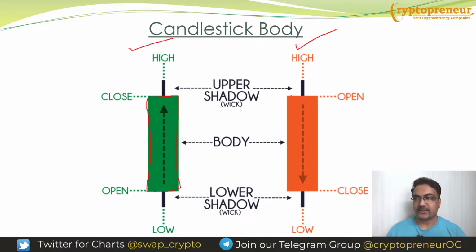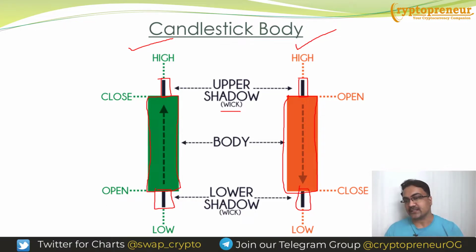It might be green or it might be red, but whatever the solid body is, it is called the body of a candlestick. Then there are these small lines at the top and at the bottom. These are the wicks of the candlestick, W-I-C-K. These are the wicks of a candlestick, or you can call them shadows. So this is the basic structure of any candlestick.